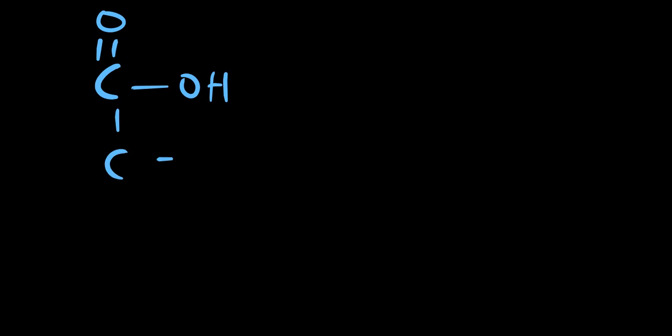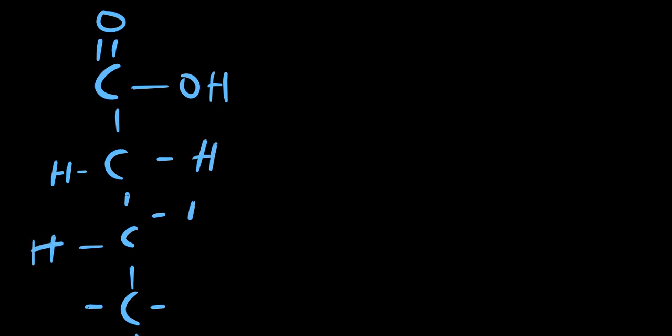Now, let's say we have a structure with a carbonyl group connected to an OH like that, and you've got this molecule. These are carbon, this is carbon, and you have an H there. So this can be a typical structure of a lipid.